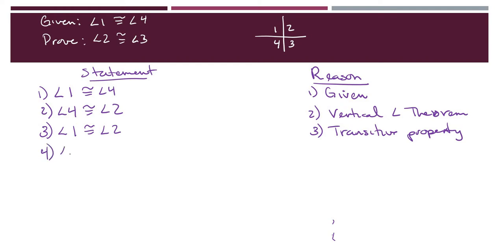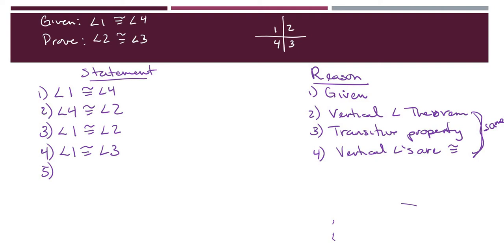For 4, I'm going to say that angle 1 is congruent to angle 3. And that's the same reason as I put in 2. I'm going to write it a little bit differently. I'm going to write vertical angles are congruent. Those are the same reason, just stated a little different way.